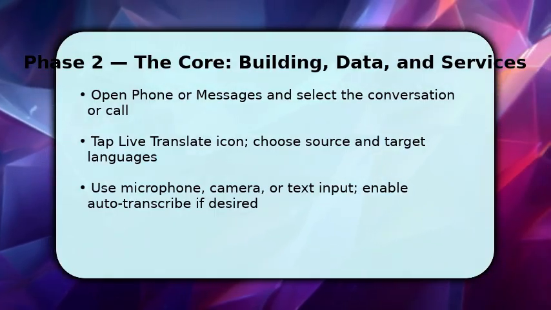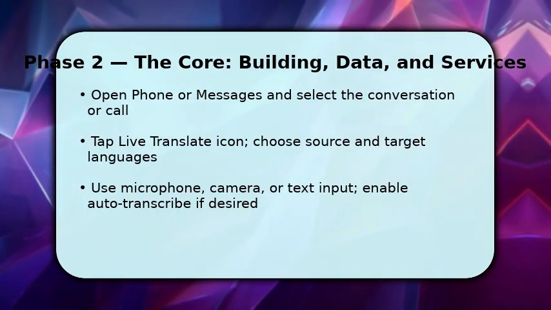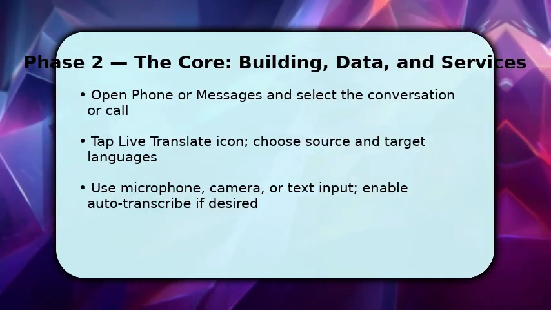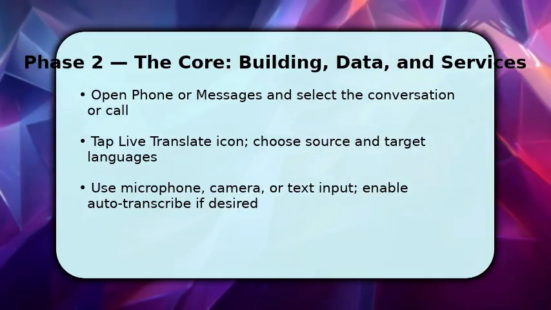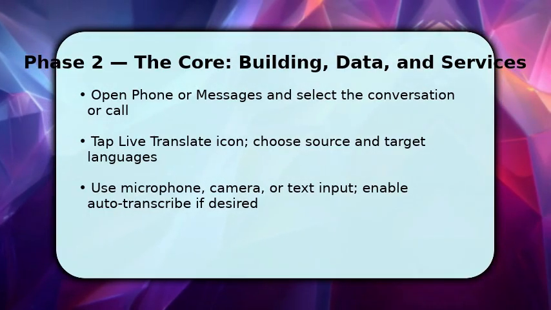Open the app you need, phone for calls or messages for texts, and select the person or thread. Then tap the Live Translate icon to launch the feature. Choose the source and target languages. You can switch them quickly if the speaker changes.